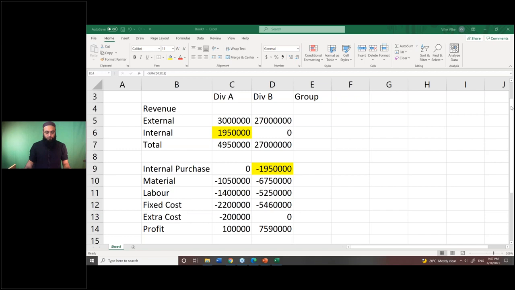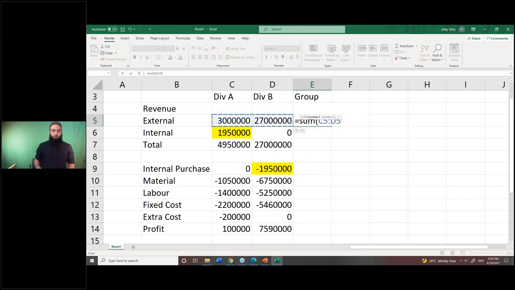Got it. Thank you. Great. The group. Remember, for group, everything will come except for transfer price, because at group level, interdivisional business is cancelled out. At the time of consolidation, we cancel out the interdivisional sales. So everything will come except for transfer price. So let's sum the external revenues.